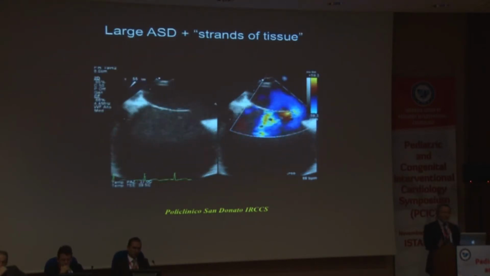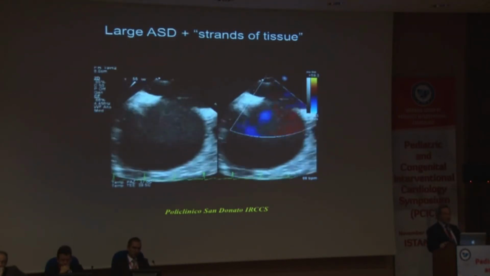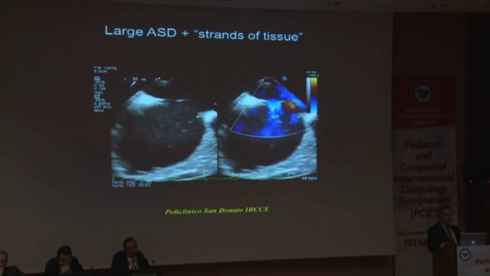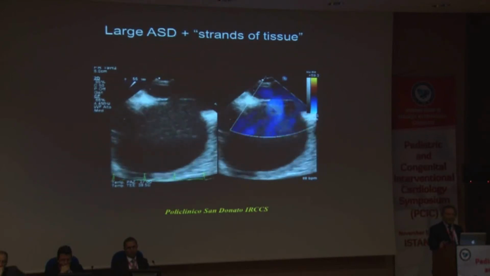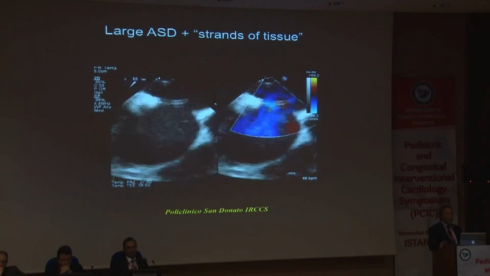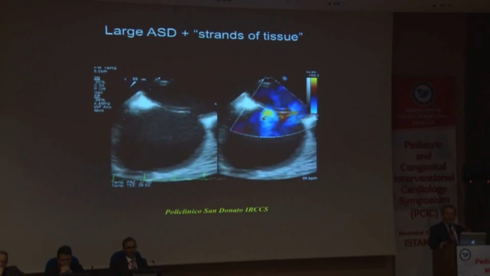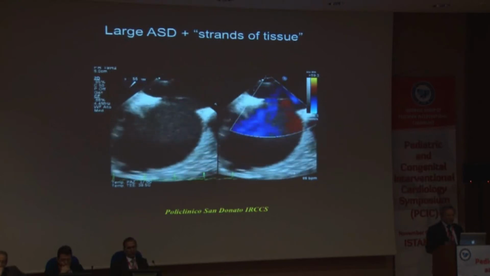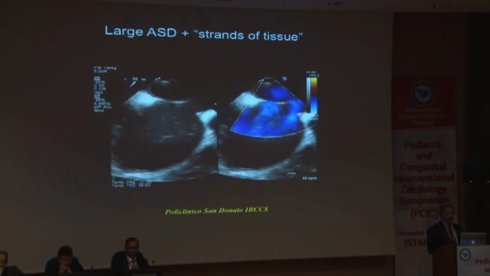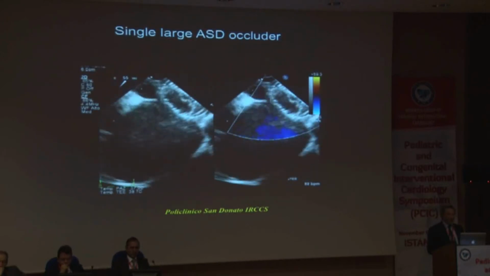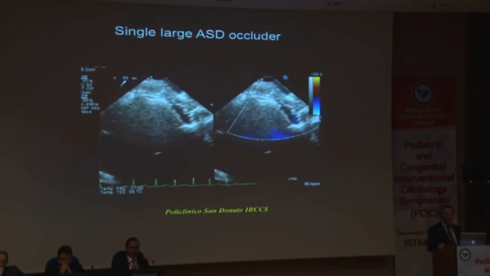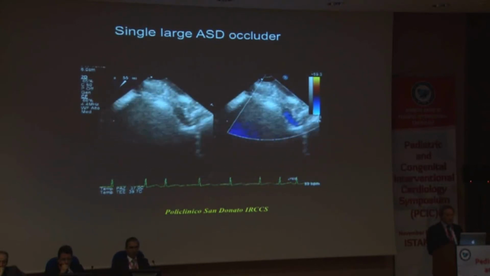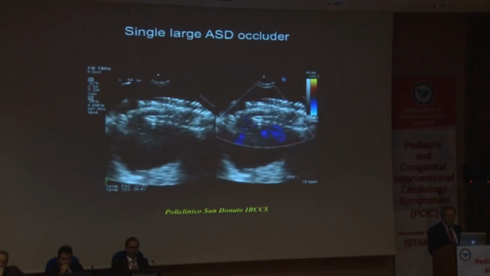Well, there are some other occasions. You can call it a large ASD, multiple defect. You see a lot of jets across. Sometimes it's not easy to distinguish between two holes and just a single hole with strands of tissue in between. In this particular case, the balloon sizing is probably helpful, and in an anatomy like this, a single large ASD occluder is the right device to be used. You see the good position after release.